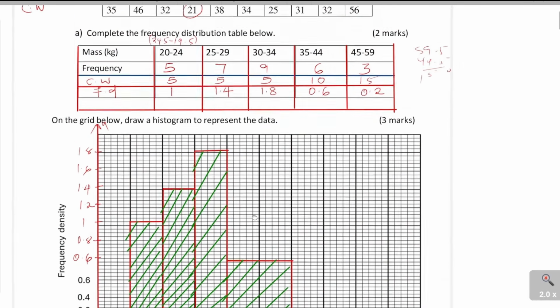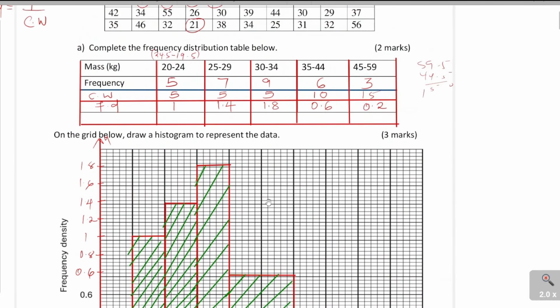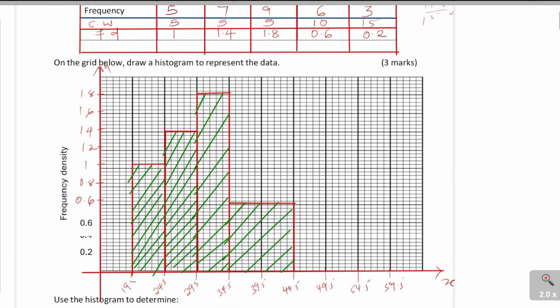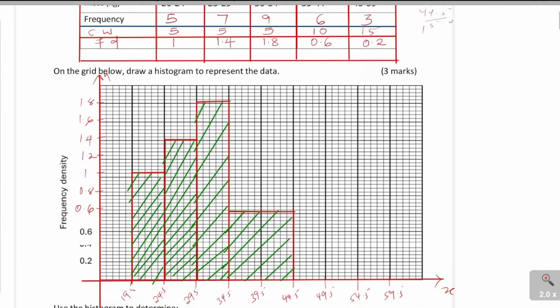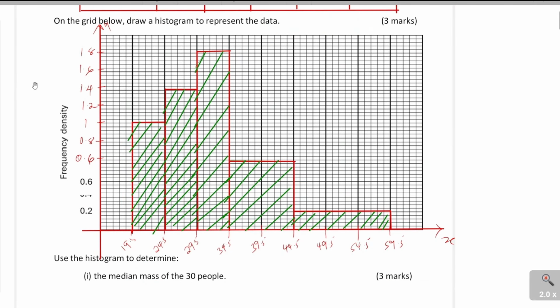Then the next one, the last one, is 45 to 59. That is 0.2. So 0.2 is here up to the last one there. So we shade that. There we have the histogram, and everything is intact. We are through; we have drawn the histogram. You can see the y-axis, the x-axis and so on.